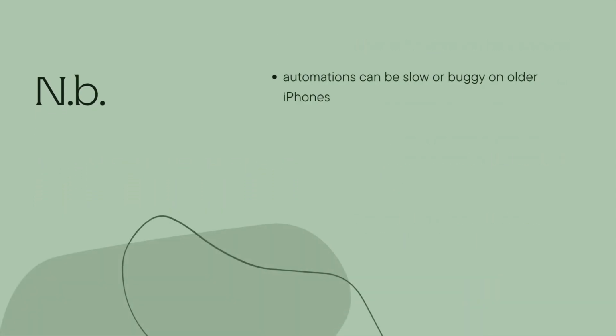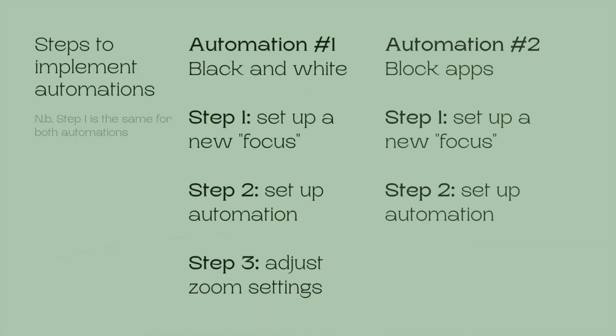It should be noted at the outset that running these automations can be slow or buggy on older iPhones. There are 3 steps for setting up the first automation and 2 for setting up the second. Step 1 is the same for both automations, so you only need to do this once.